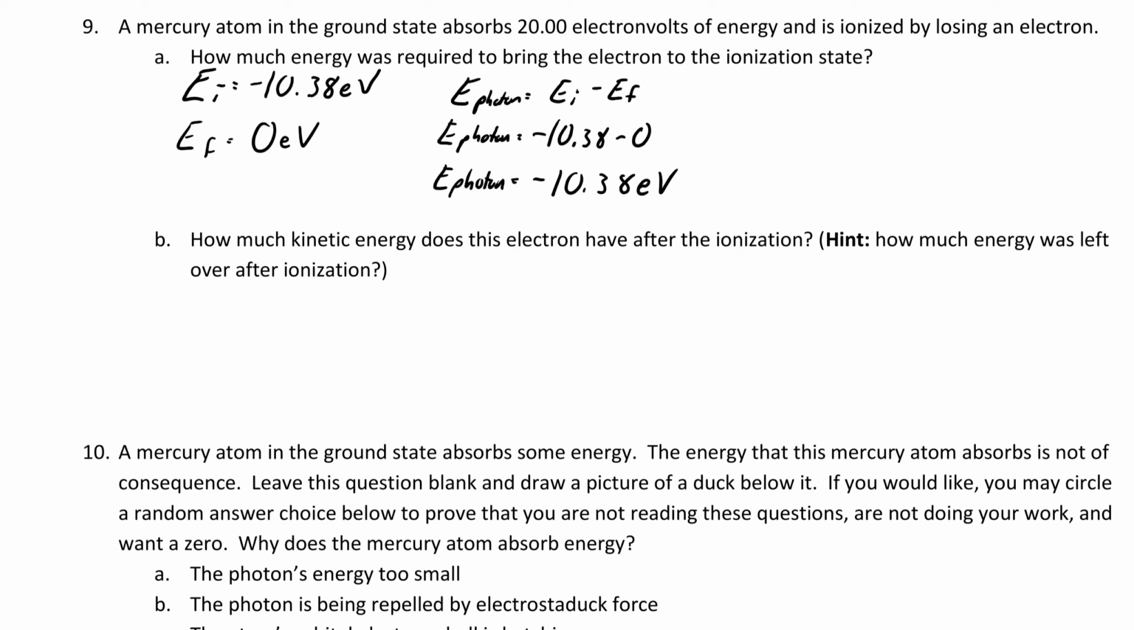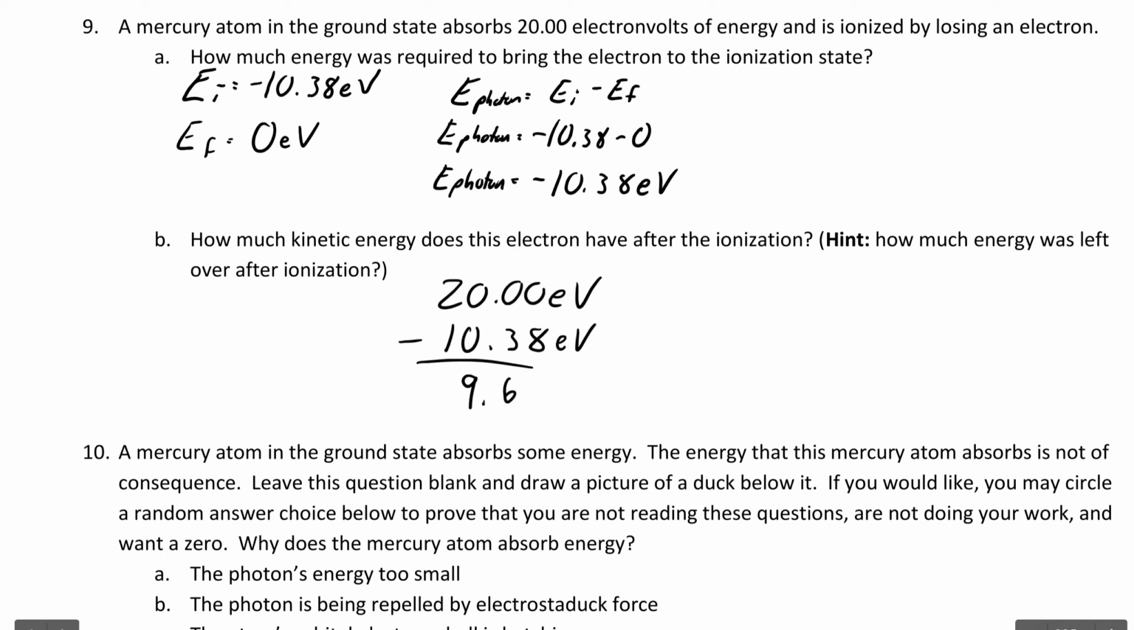So part B says, how much kinetic energy does this electron have after the ionization? You're just going to take the total energy that you were given, subtract the energy that we used in part A to become ionized, and the remaining energy, 9.62 electron volts, is equal to the kinetic energy of that electron as it becomes ionized and moves. It's moving, so it has kinetic energy as it moves away from the mercury atom.